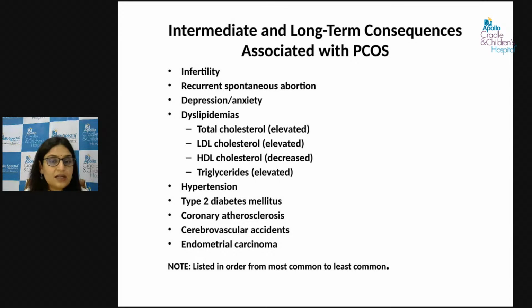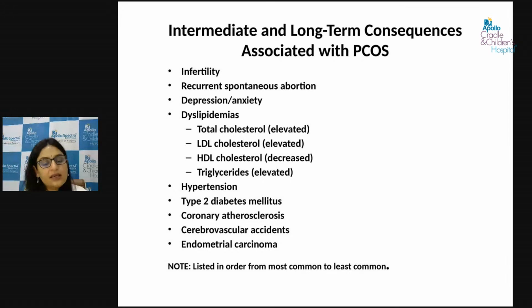You can see in this slide: infertility, recurrent spontaneous abortions, depression, anxiety. Dyslipidemia means your lipid profile can get disturbed, with total cholesterol and LDL elevated. These are the levels which can be disturbed because of your PCOD. Hypertension, you might go through hypertension in the later part of life if it is not diagnosed. If it is not diagnosed at an early stage, you can land up with diabetes mellitus type 2, which happens because of the endocrinal disturbances. Coronary atherosclerosis might lead to heart problems, and cerebrovascular accident because of the hypertension.